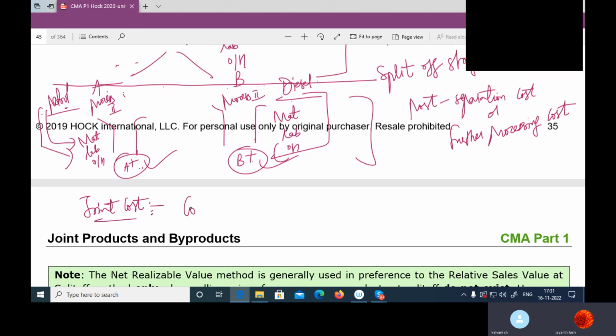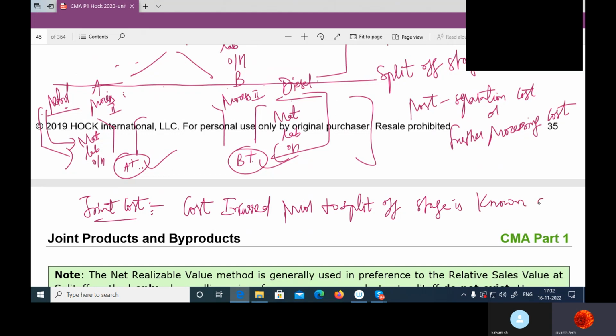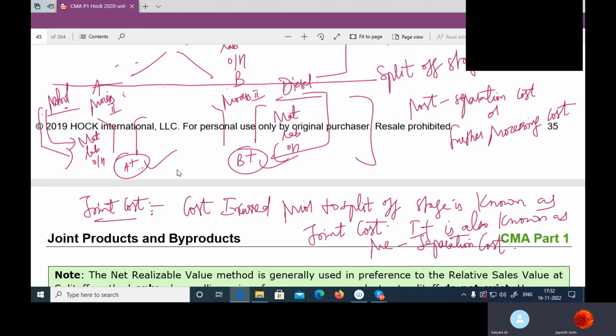So joint cost incurred prior to split off stage is known as joint cost. It is also known as pre-separation cost. Please make a note of this one, madam.